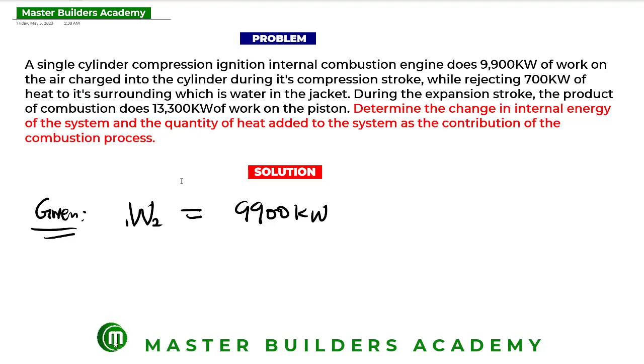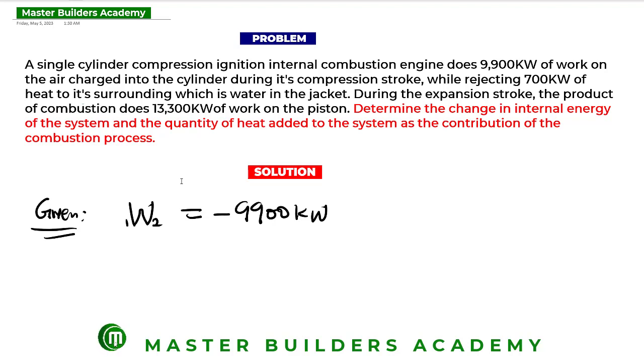And this work done was done on the system, not by the system. I want you to read it very carefully. A single cylinder compression ignition internal combustion engine does 9,900 kilowatt of work on the air charged into the cylinder. You see now, it's coming through the air, entering the system. During the expansion stroke, it shows that it was not the system that does the work, but the work was charged into the cylindrical compression system or combustion engine. So if this is clear, it shows that this work as we have it is negative.